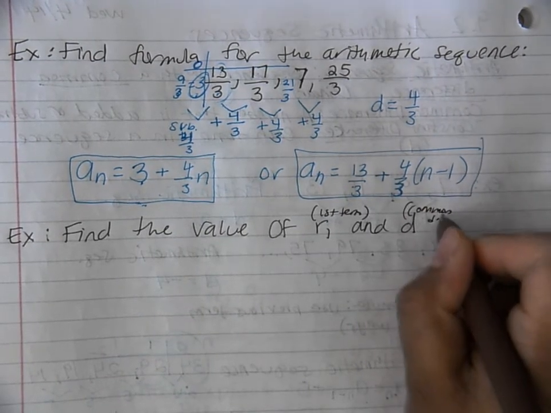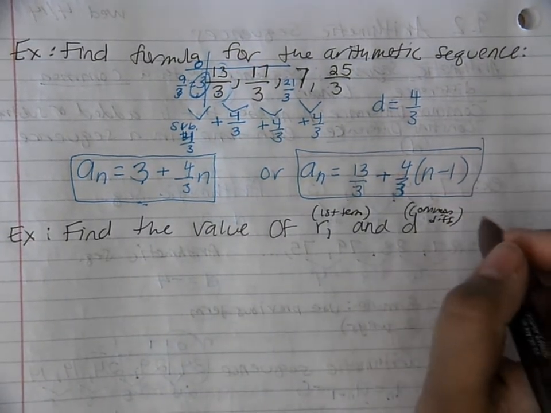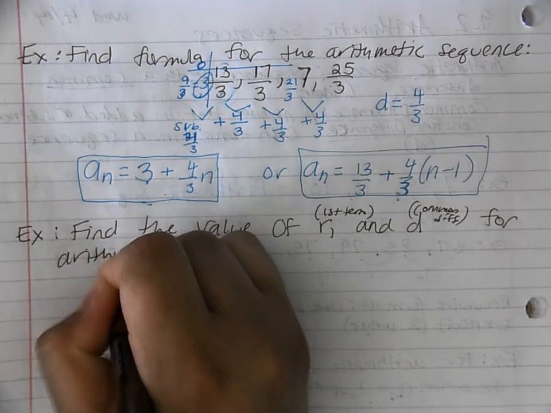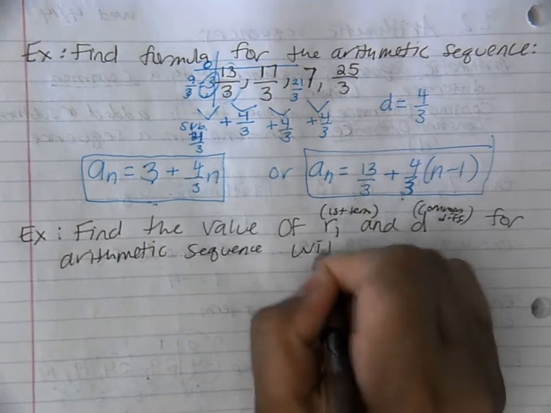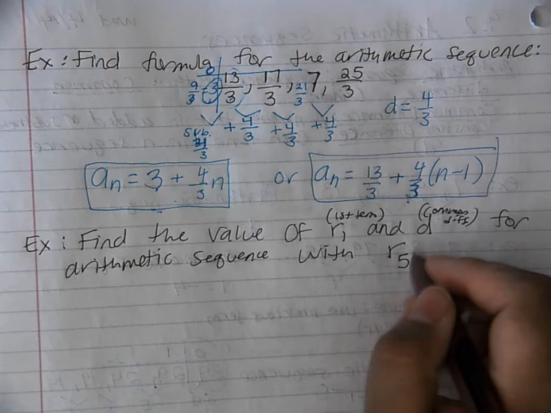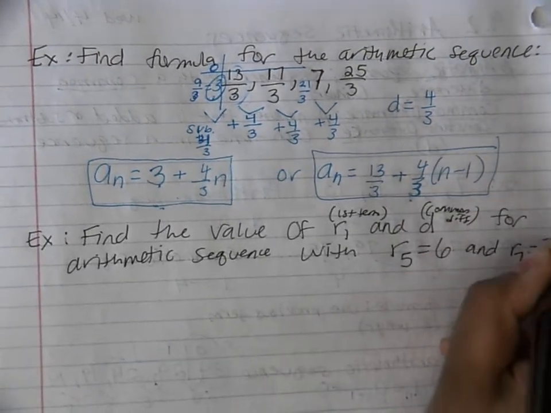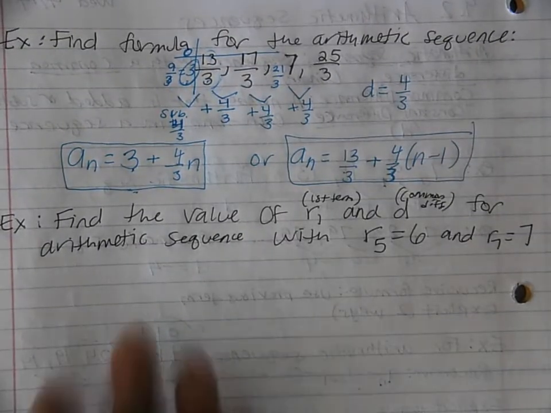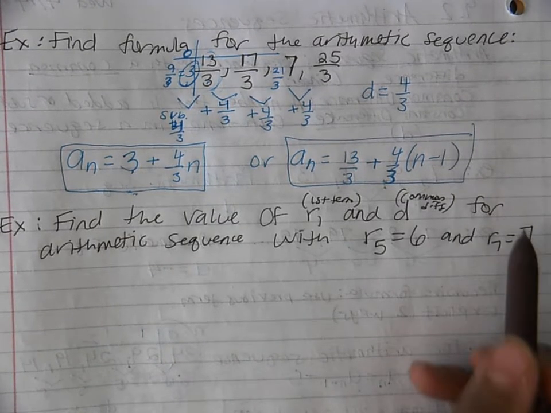It won't tell us that's what it is, but I'm writing this down so that you know what you're looking for. R sub 1 and D for the arithmetic sequence with, and then here's where it's going to give us some more information. This one will be R sub 5 equals 6, and R sub 7 equals 7. So if that was the question that's given to us, this time if you notice there's no sequence actually given. There's just two numbers that are part of the sequence.